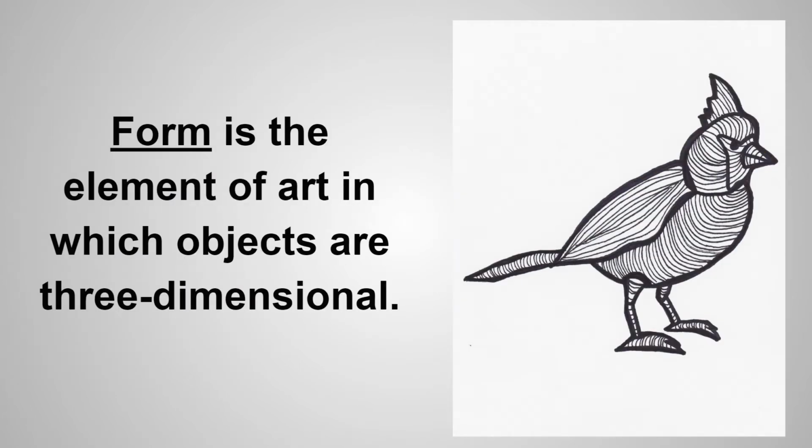Form is the element of art in which objects appear three-dimensional. How can you create three-dimensional forms? Well, you could shade things and understand light interaction. In this particular design, I was inspired by the idea of the cross contour. So if you think of a beach ball or you think of a tin can, how do lines wrap around a form?